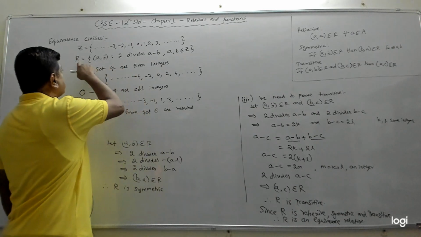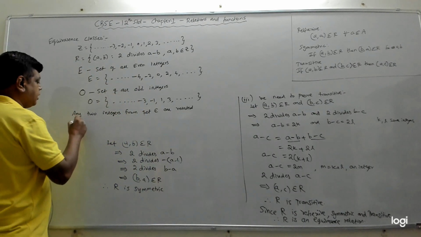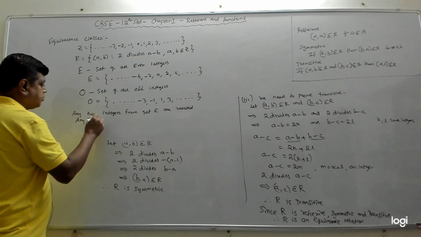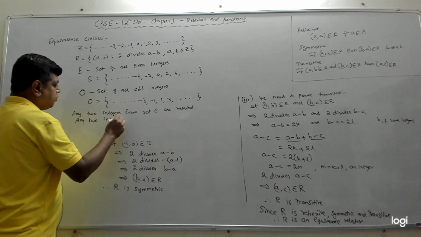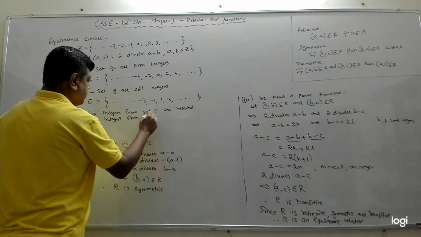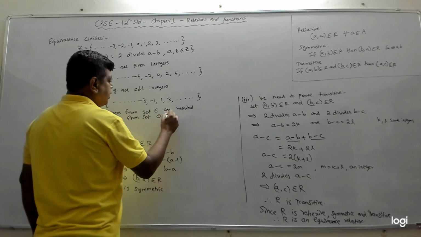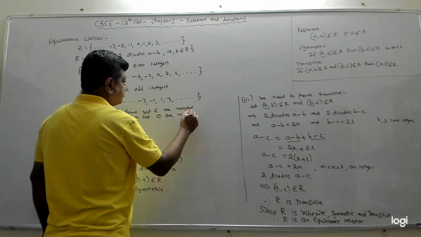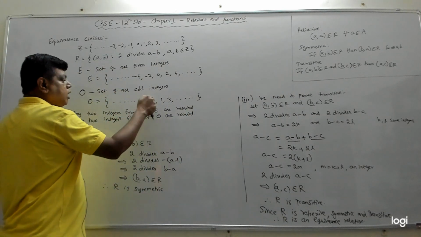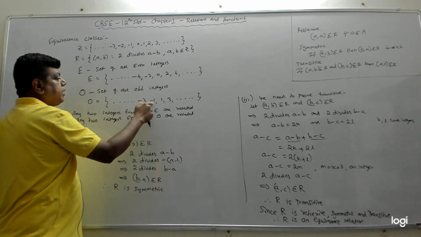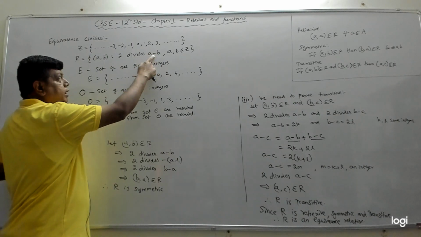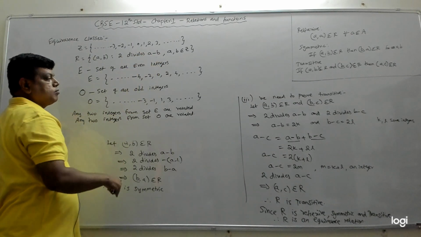They are related. Based on this relation, they are related. Similarly, any two integers from set O are related, which means they will be in the set. If you take any two numbers, so minus 1, 1 will be here, because minus 1 minus 1 is minus 2, and 2 divides minus 2.